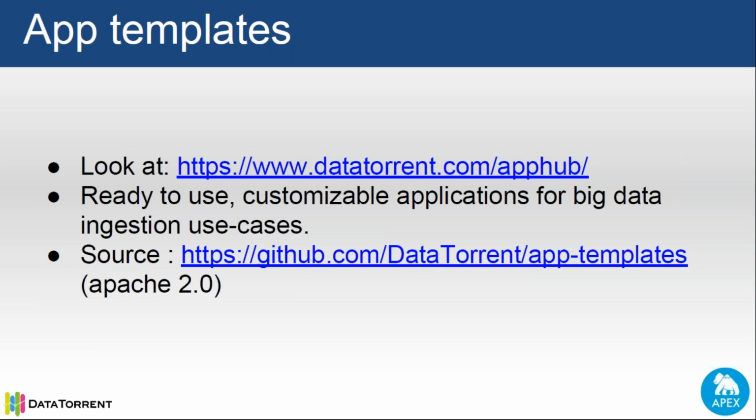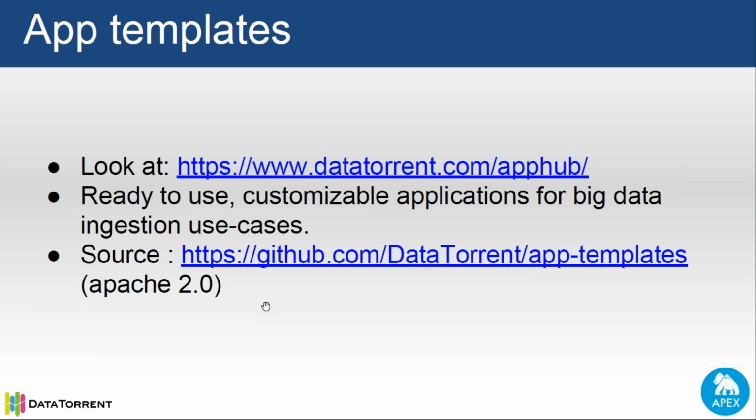So these things are taken care of in the app template, which we are going to see. In general, the app templates developed by DataTorrent are available at datatorrent.com/apphub. These app templates are nothing but ready-to-use customizable applications for big data ingestion use cases. In future, we are going to have a lot more app templates which will solve different use cases. You can look at the source code of these app templates. The URL is given over here.